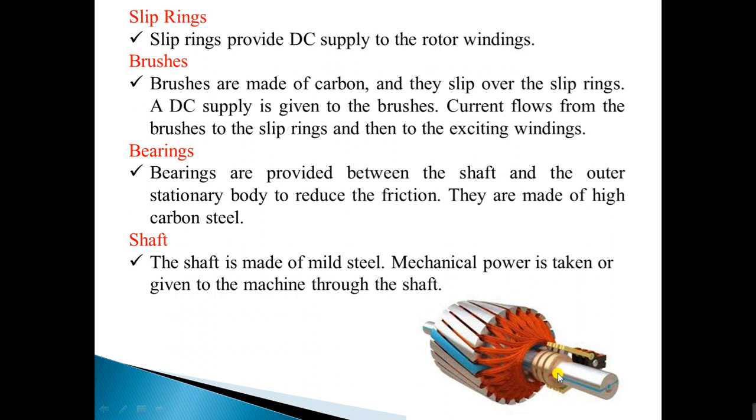Next one is the bearing. The bearings are provided between the shaft and the outer stationary body to reduce friction. They are made up of high carbon steel. Then the shaft. See this diagram, the middle portion is the shaft. The shaft is made up of mild steel. Mechanical power is taken out or given to the machine through the shaft, depending upon whether it is a motor or generator. Here we are using a motor type.